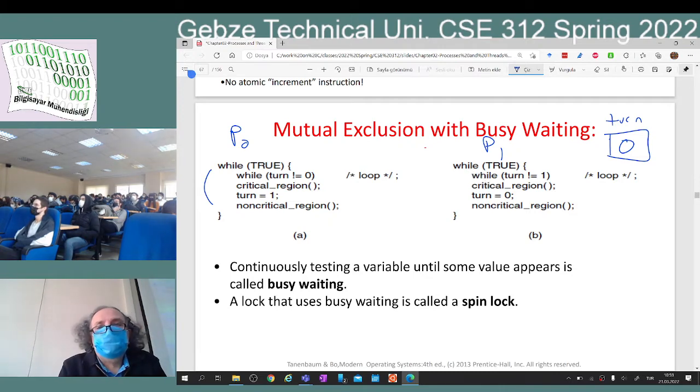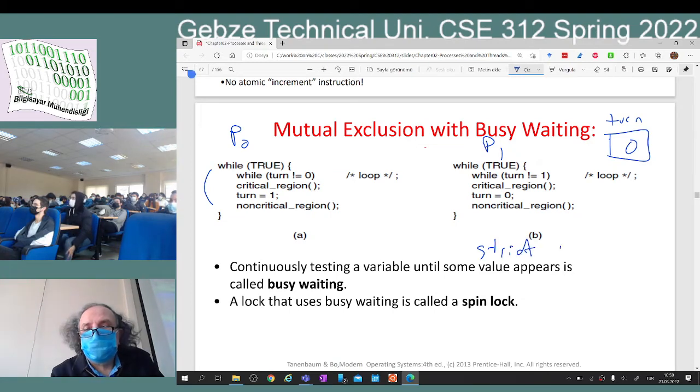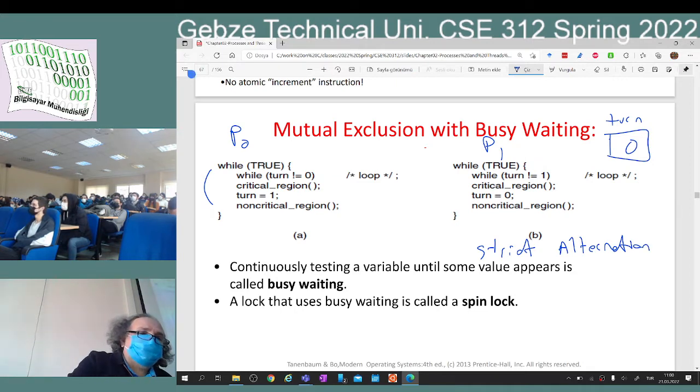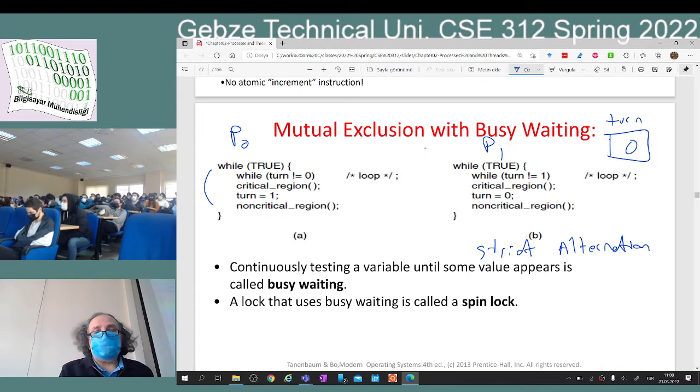Why? Because turn is zero. It has to wait until the turn is one. When this one is out of the critical region, turn becomes one, and now this one can enter the critical region. After the critical region, this one makes turn zero. That's why it is called strict alternation. This one goes into the critical region, then this one, then this one, then this one. There is a schedule like this. Again, we are doing some busy waiting.